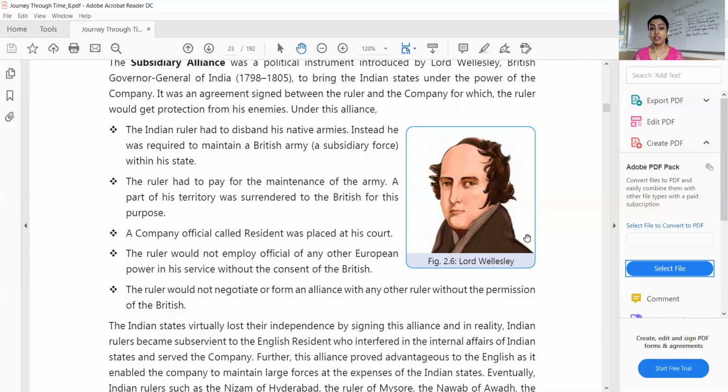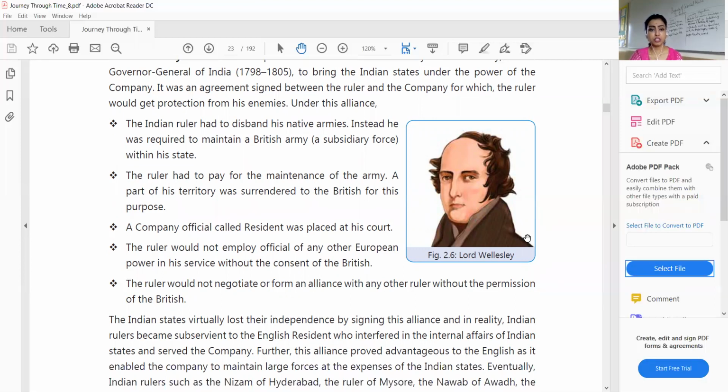Then the ruler would not negotiate or form an alliance with any other ruler. The last agreement under the subsidiary alliance was that the ruler will not be allowed to have any kind of relationship or alliance with any other ruler without the permission of the British. So this was all about the subsidiary alliance.